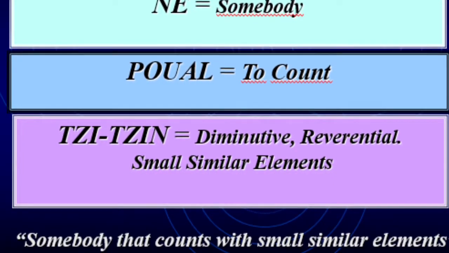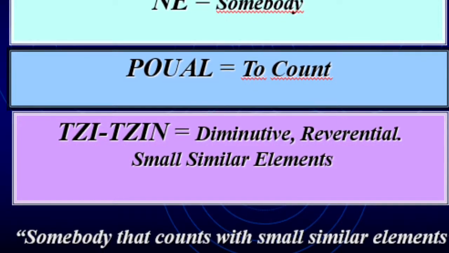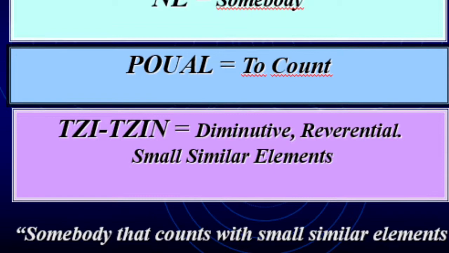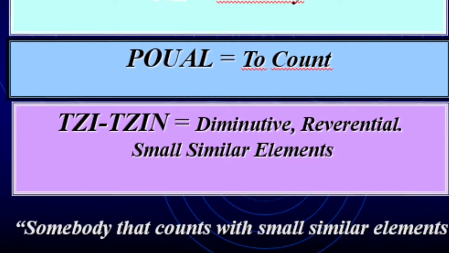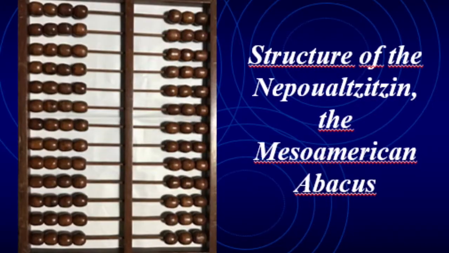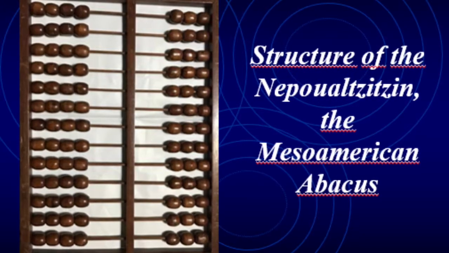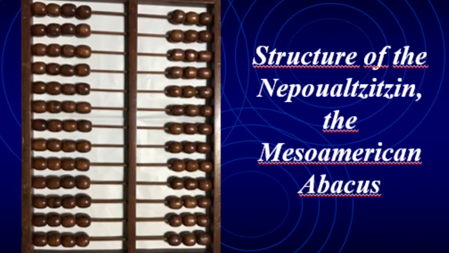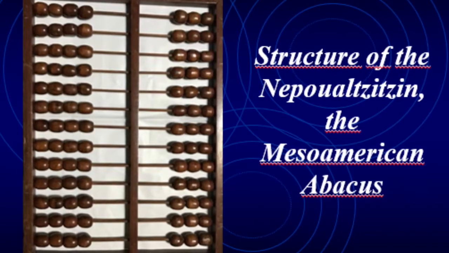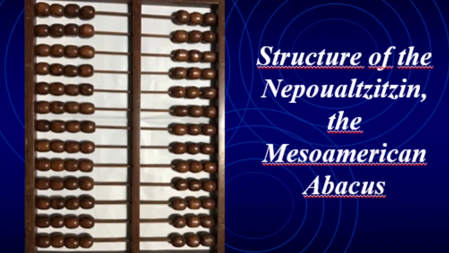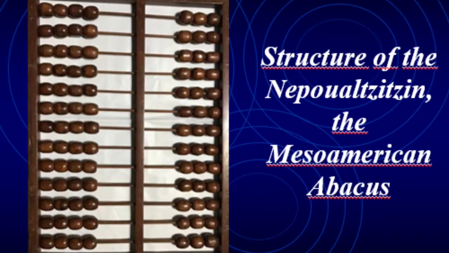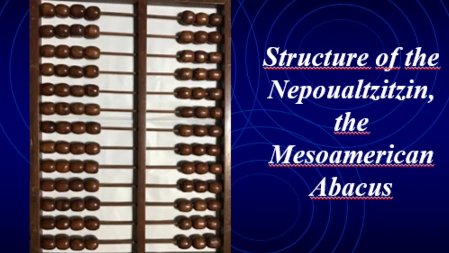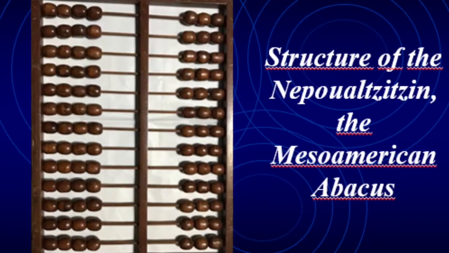And you will ask yourselves, which are these small, similar elements? Well, the next slide will be clear for you. The Nepoualtzitzin is an abacus. It's the Mesoamerican abacus, with a structure of 91 little beads. These are the small, similar elements.